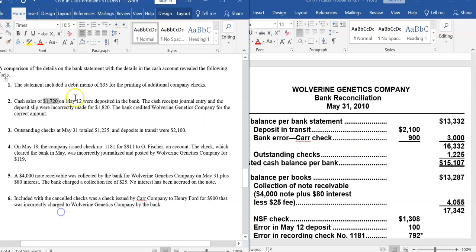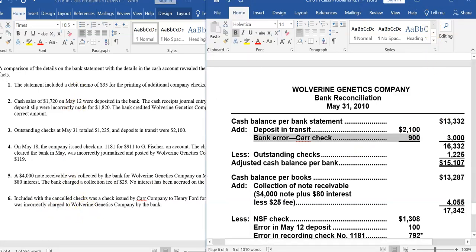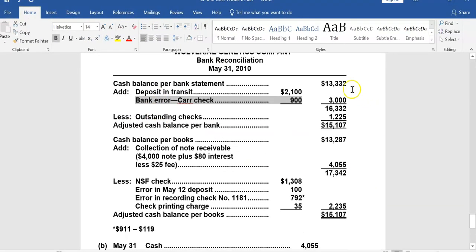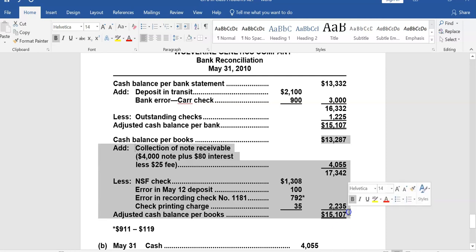All right, we have gone through all of these reconciling items that were identified. Our next job is going to be to complete this reconciliation. We now take beginning balance per the bank, add and subtract the reconciling items to get to an adjusted balance per the bank. We do the same thing with the books. Beginning balance per the books, plus and minus all of these reconciling items to get to an adjusted cash balance per the books.